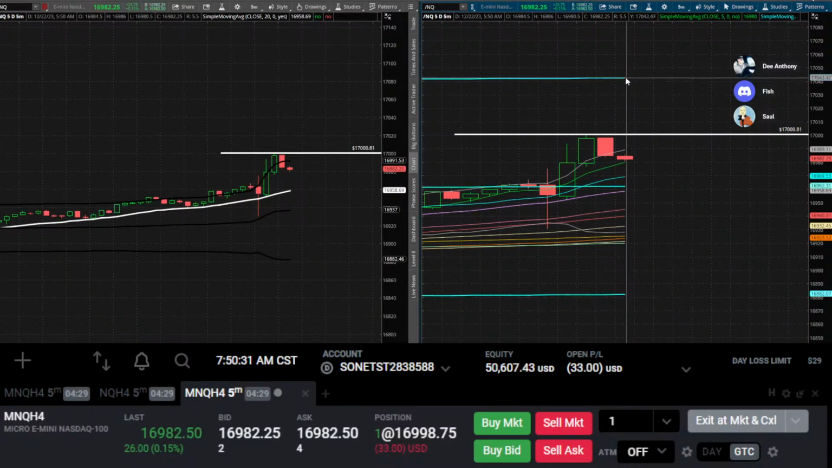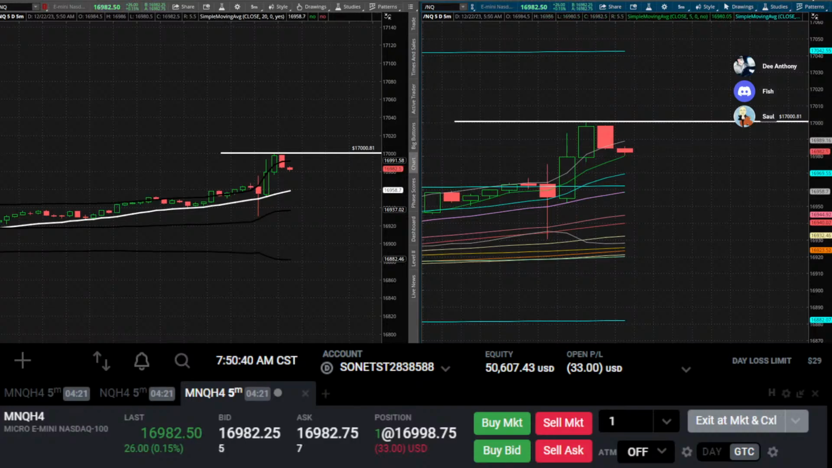You can see this upper supply zone. If we were to push through there, you can really start to get some momentum that pushes up towards 17,042. So we'll be keeping that on watch. That is going to be the level that I'm going to watch on the Nasdaq. That's 17,000. Might look to add size there on a breakthrough of that 17,000.